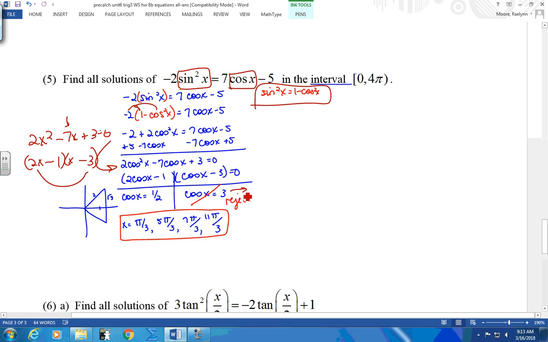And this was from 0 to 4 pi. I would just start it here. This is your pi over 3. This is your 3 pi over 3. This is your 6 pi over 3. Therefore, this is your 9 pi over 3. And this is your 12 pi over 3.